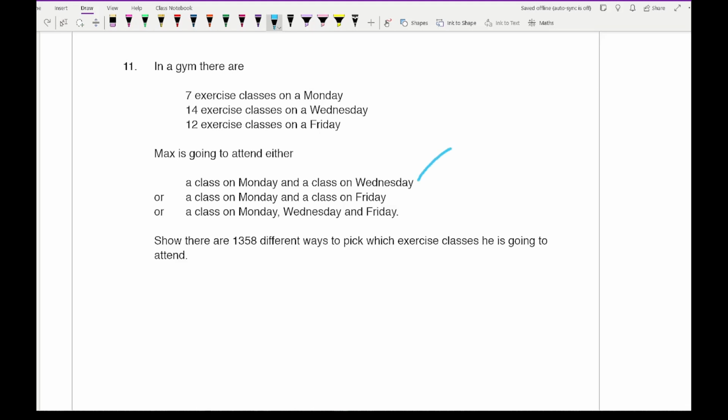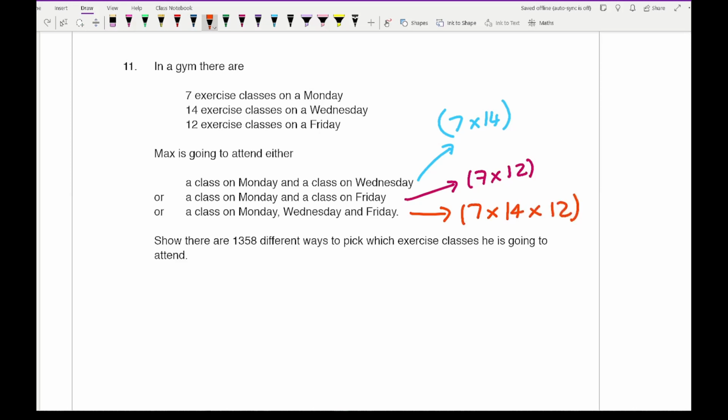So looking at the first one, so option 1, this is going to be Monday and Wednesday, so that's going to be 7 times 14. Then for this second option, that's going to be 7 times 12. And then for the third option, that's going to be 7 times 14 times 12. So what we then need to do is add all of those numbers up.